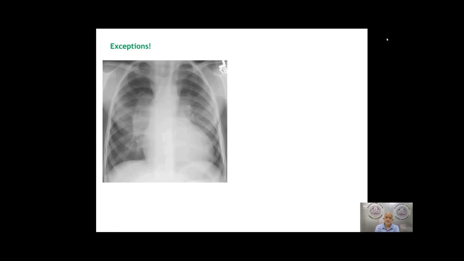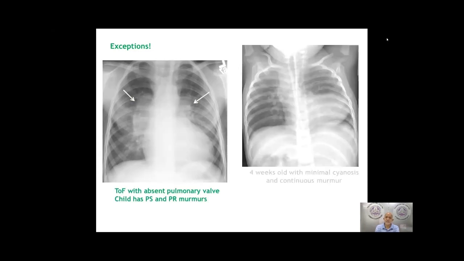Some exceptions to this rule: this is a child who has a very loud murmur, relatively asymptomatic. What is striking on the X-ray is a very markedly aneurysmal right pulmonary artery. This is the right pulmonary artery. So if you have a blue child with a loud murmur and abnormal vascularity, generally with pulmonary dilation, this is strongly TOF with absent pulmonary valve. Is that typically seen in TOF with absent pulmonary valve?